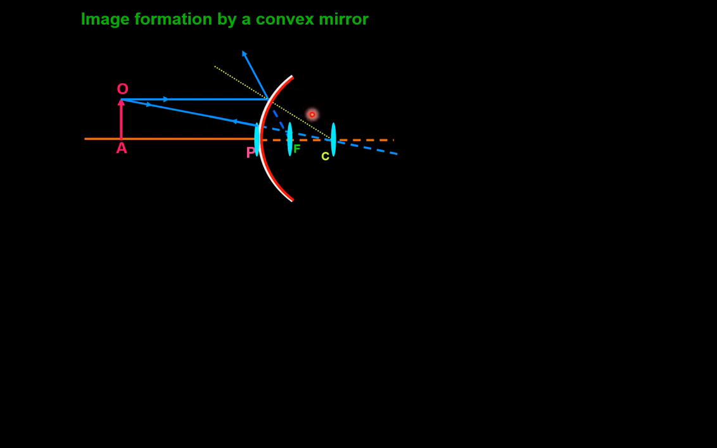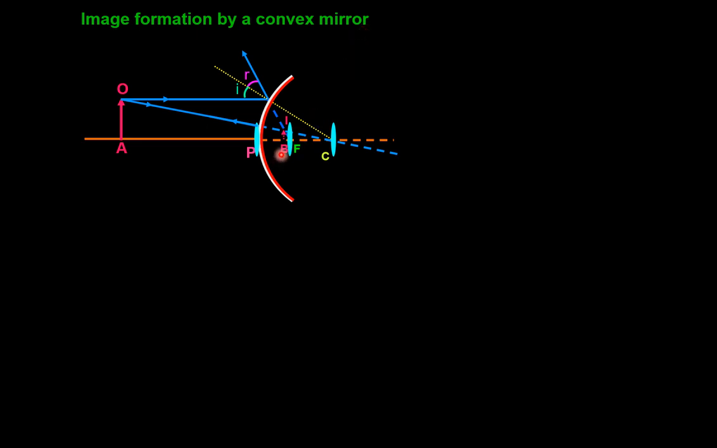At this point, when I need to know the normal to the given surface, I simply join it with respect to the center of curvature. Immediately I can assign angle I and angle R. So at this intersection point, point B, we are getting the image formed due to this object AO when we placed it in front of this given convex mirror. So what type of image are we getting?